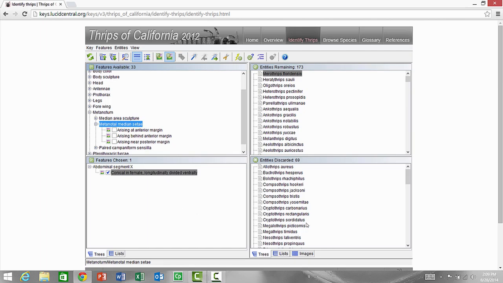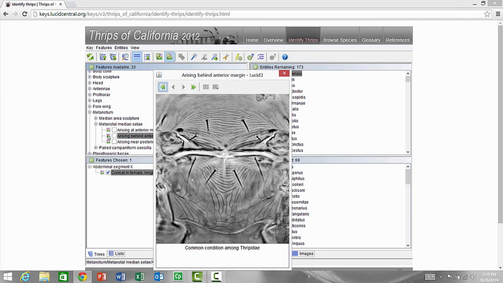And the character is saying that these are arising on either the anterior margin, arising behind the anterior margin, or arising near the posterior margin. And here would be the posterior margin, and here's the anterior margin. And just in case you weren't sure of what you were looking at, I'm going to go over here and click in the key on an image. And it's saying arising behind the anterior margin. And that's what this looks like to me. So let's click on that.